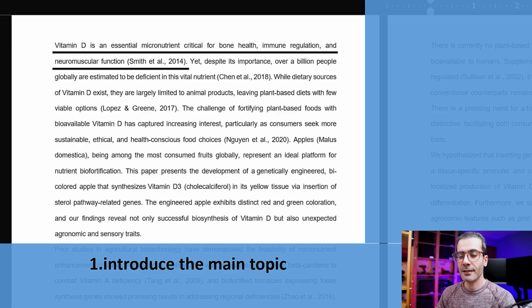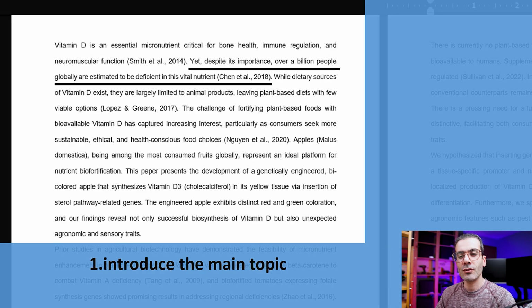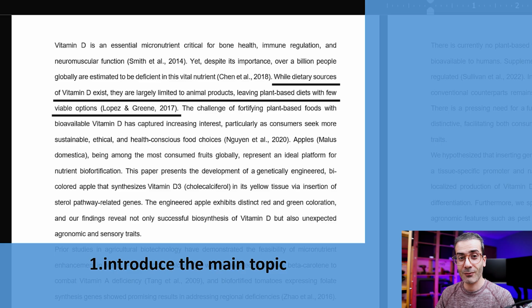The first sentence is when I start by saying why vitamin D is so important and we have to pay attention to. And then I'm going to show you that it's not just important, it's a major worldwide problem that we have to solve. And then I'm going to point out the gap. What's the gap? The vegetarians and vegans, they do not have many options when it comes to vitamin D. So I'm going to cover that.